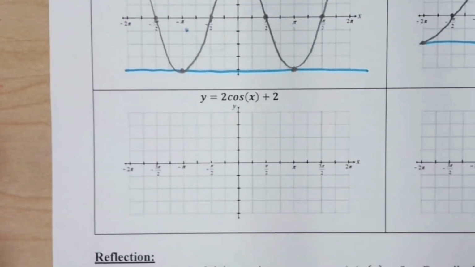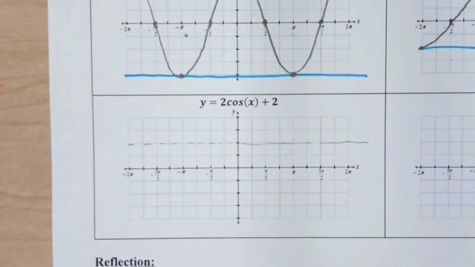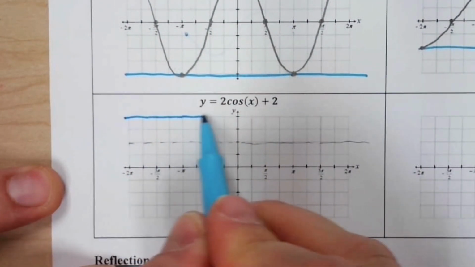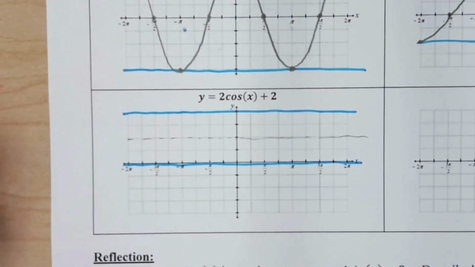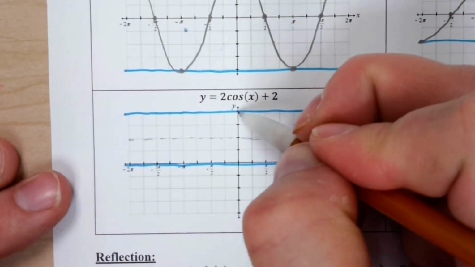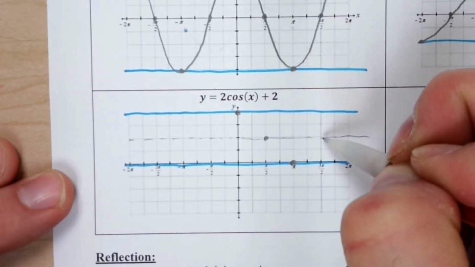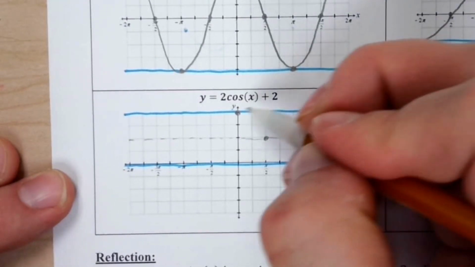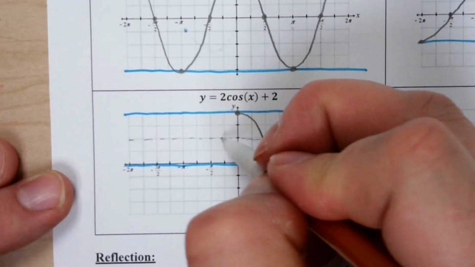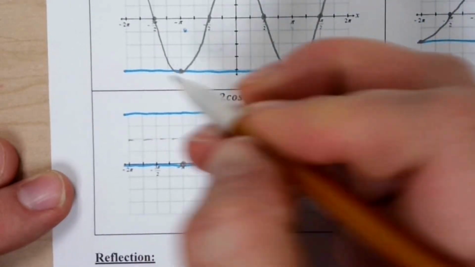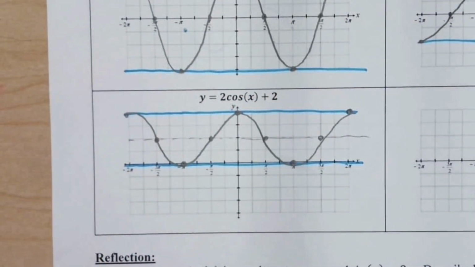Let's do a midline shift of +2. Here's my middle. My waves are 2 high, so 2 boxes from the middle, 2 boxes from the middle. 2 cosine +2. So I start up here and down and 0 and up. 0 and down and 0 and up. There you go.